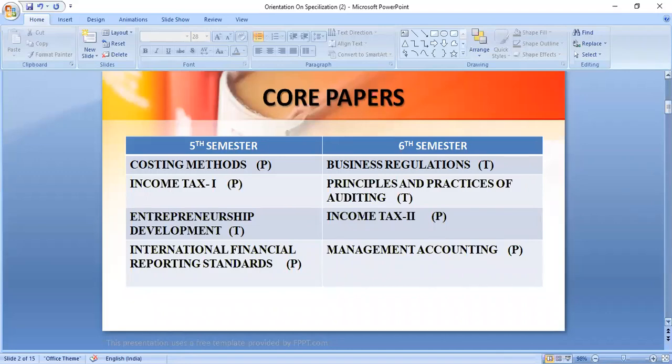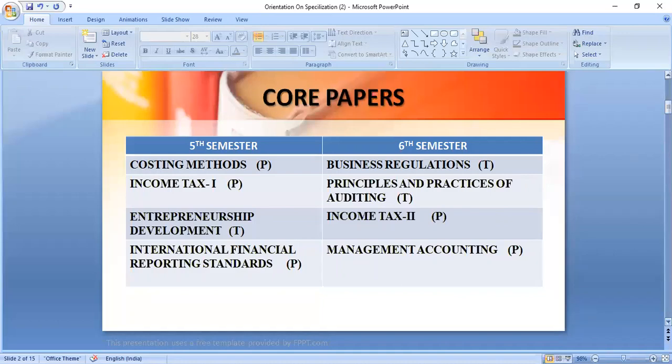So IFRS aims at bringing uniformity in the accounting standards. So here you're going to be introduced again to the various IFRS standards in comparison to IND-AS, that is, Indian accounting standards. What is the difference? What happens when you merge? If Indian companies have to accept IFRS, what are the changes in their books of accounts? So this is what you will be learning under IFRS.